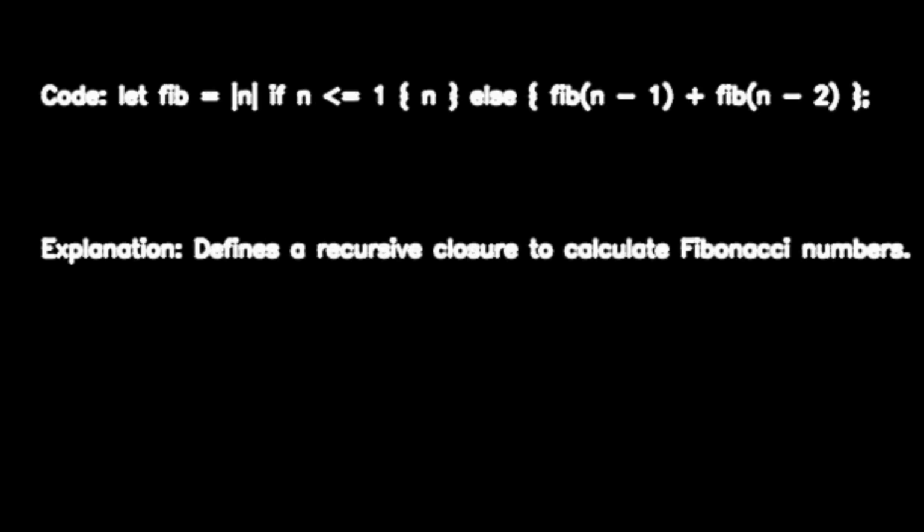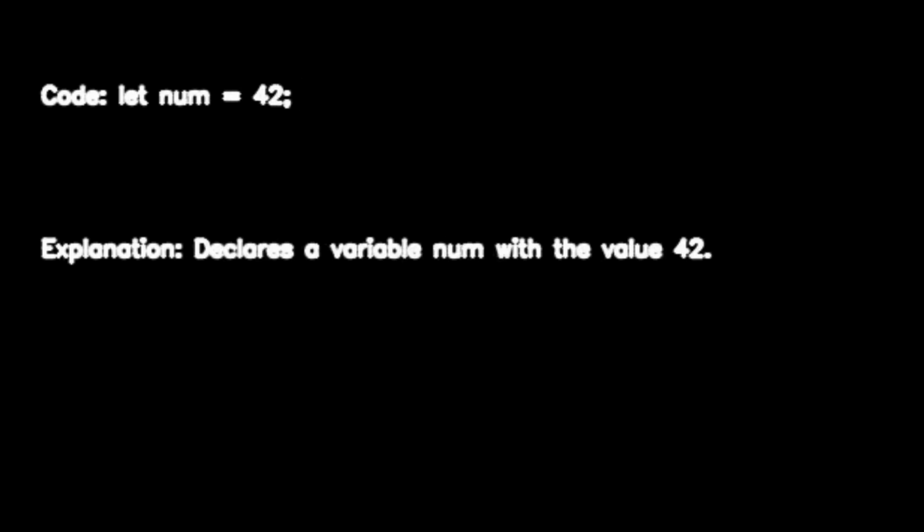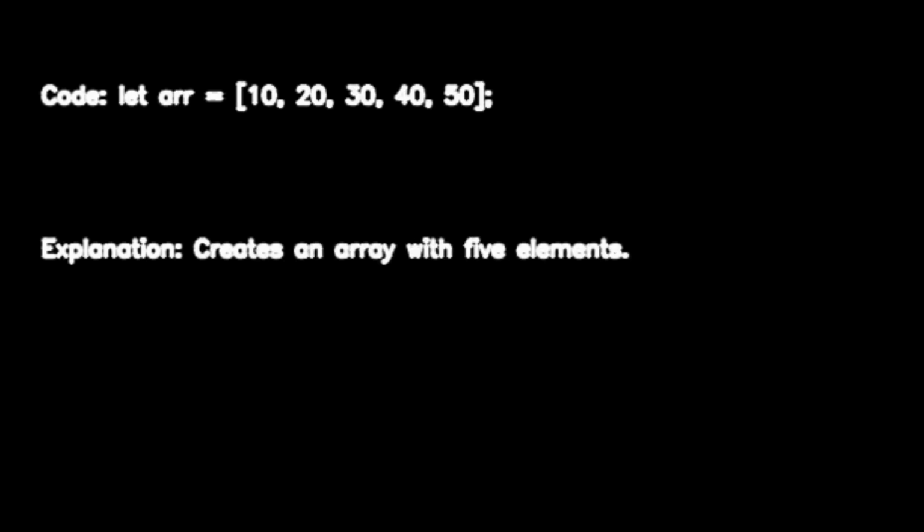Code. let fib = |n| if n <= 1 { n } else { fib(n-1) + fib(n-2) } Explanation: defines a recursive closure to calculate Fibonacci numbers. Code. let result = fib(6); Explanation: calls the Fibonacci closure with an argument of 6. Code. let num = 42; Explanation: declares a variable num with the value 42. Code. let arr = [10, 20, 30, 40, 50]; Explanation: creates an array with 5 elements.